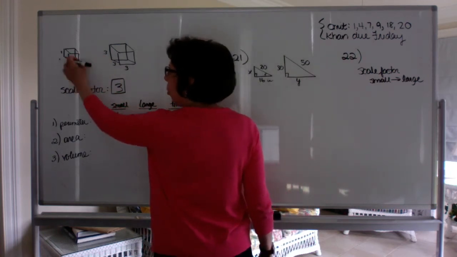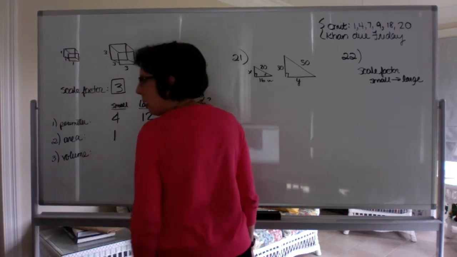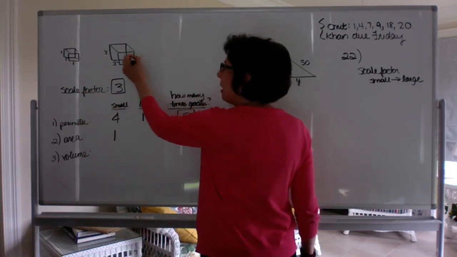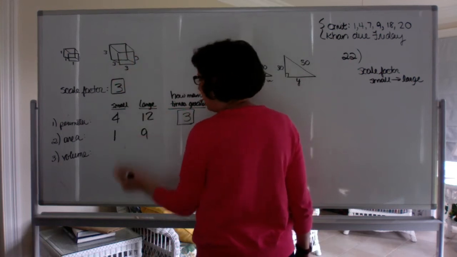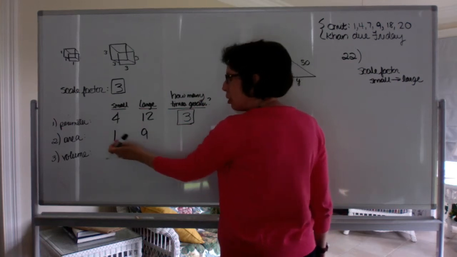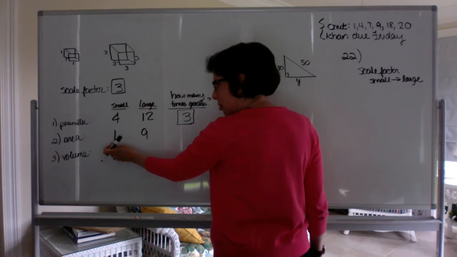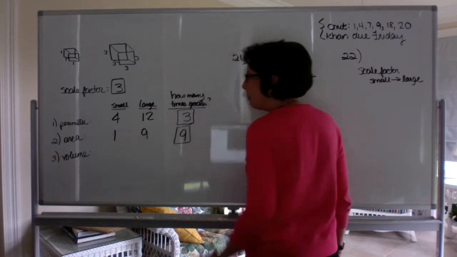Well, 1 times 1, okay, this is a 1 times 1 square. The area is 1 square unit. Over here, let's take the area of this front square, this front face. 3 times 3 is 9. How many times greater is the area of the larger cube than the smaller cube? Well, 1 times 9 is 9. So it's 9 times greater.